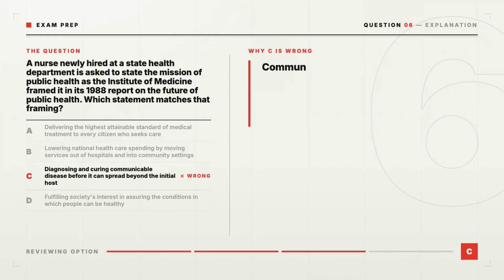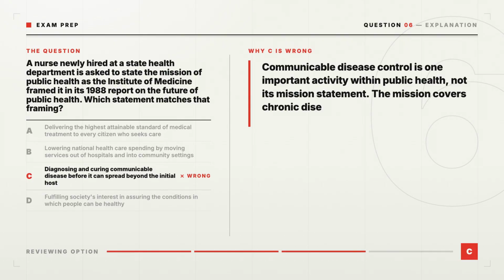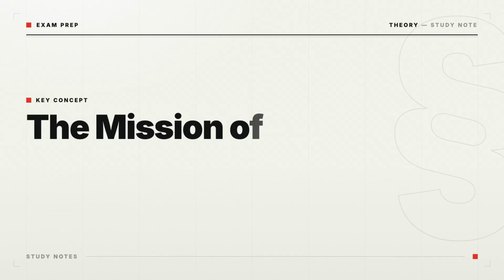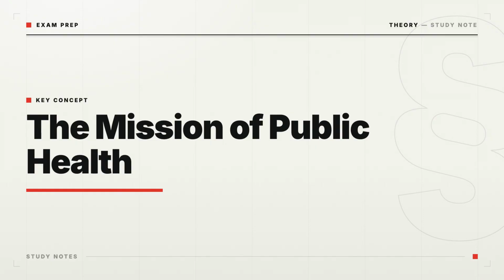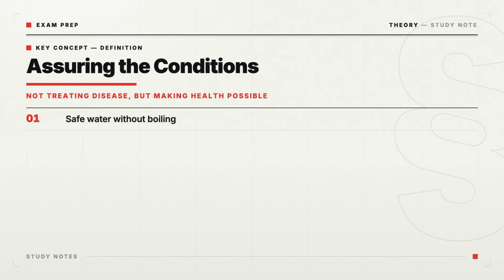C is wrong because communicable disease control is one important activity within public health, not its mission statement. The mission covers chronic disease, injury, environmental hazards, and the social conditions behind all of them. In 1988, the Institute of Medicine wrote the single most important sentence in this field. The mission of public health is the fulfillment of society's interest in assuring the conditions in which people can be healthy. The mission is not treating the sick or curing disease.